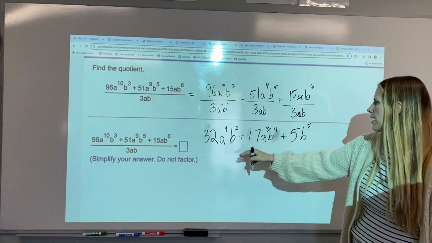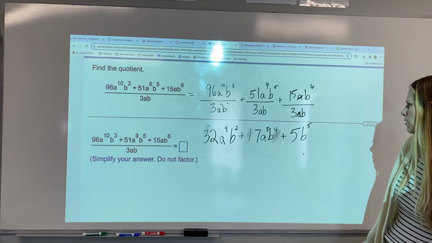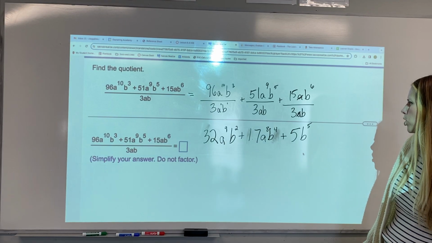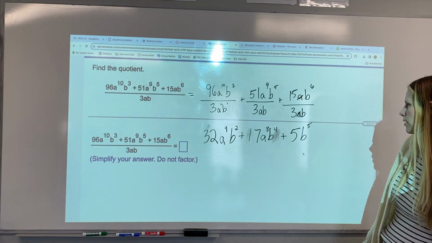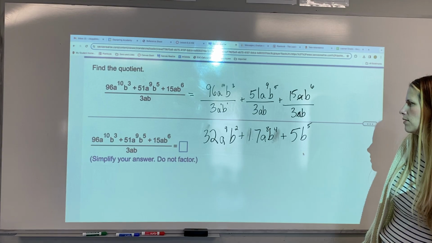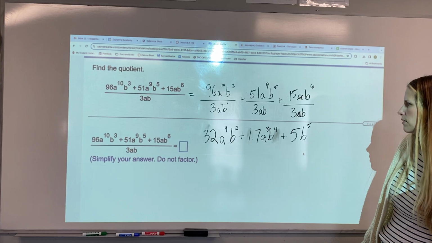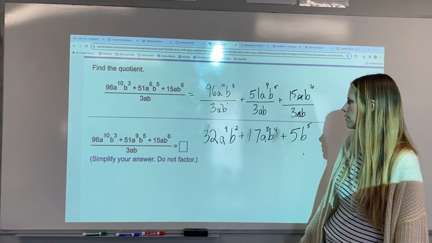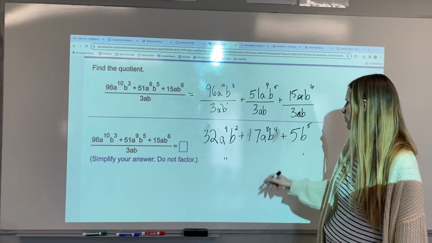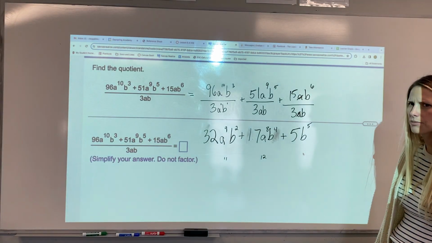We check to see, are any of them like terms that can be combined? No. Are they in order of highest degree? It doesn't look like it. Are they in order of highest degree? What's 9 plus 2? What's 8 plus 4? So technically this should go first. I think it'll accept either one.